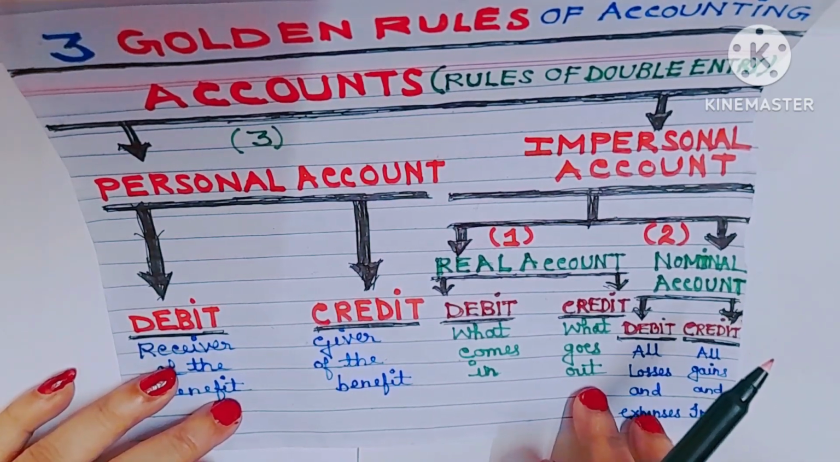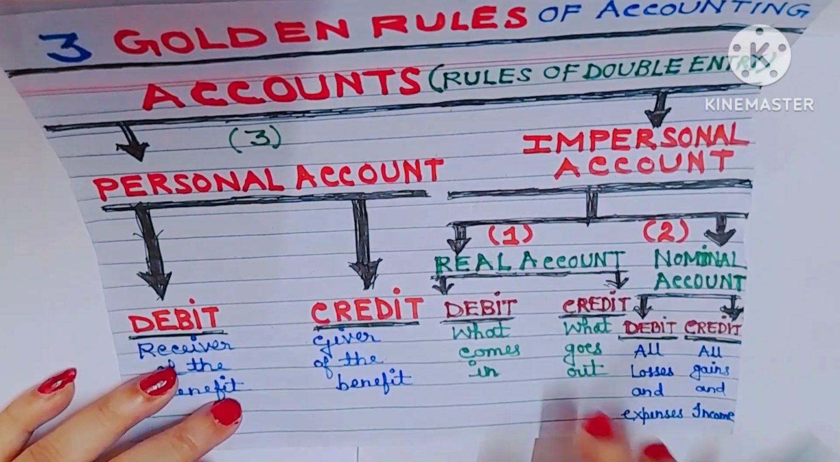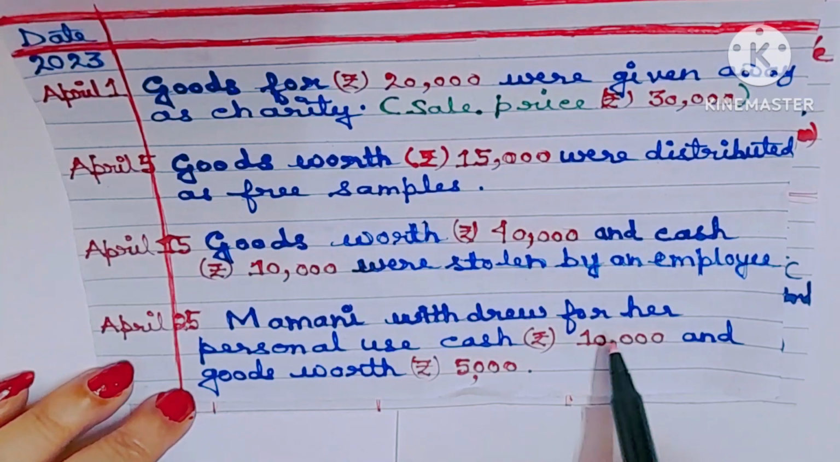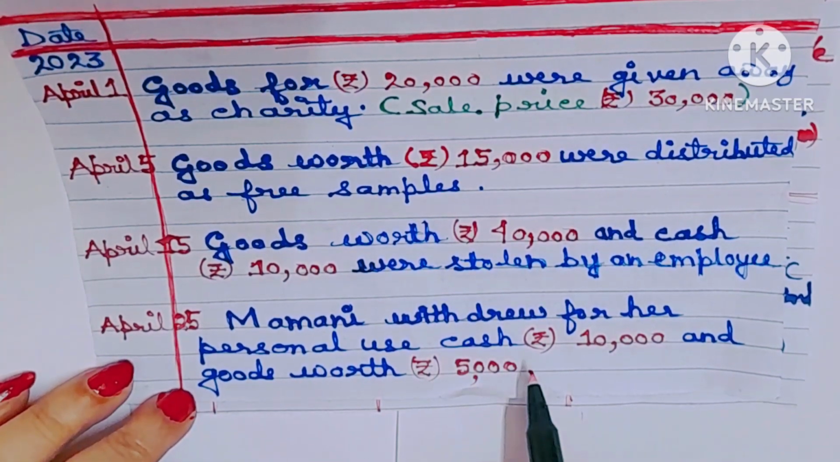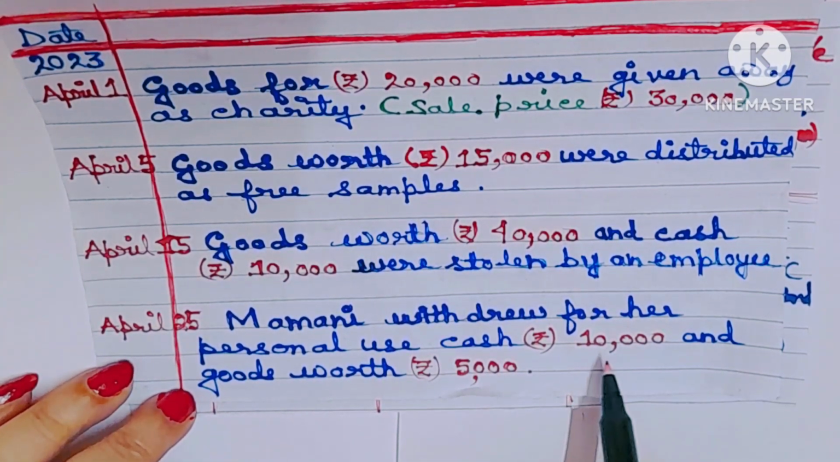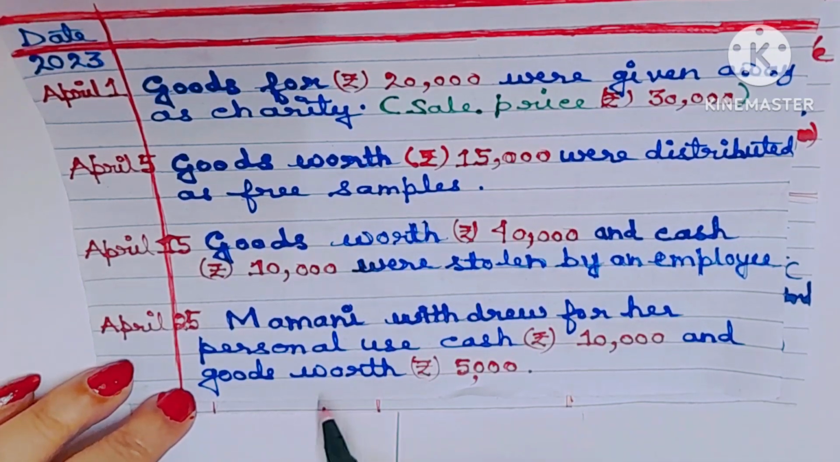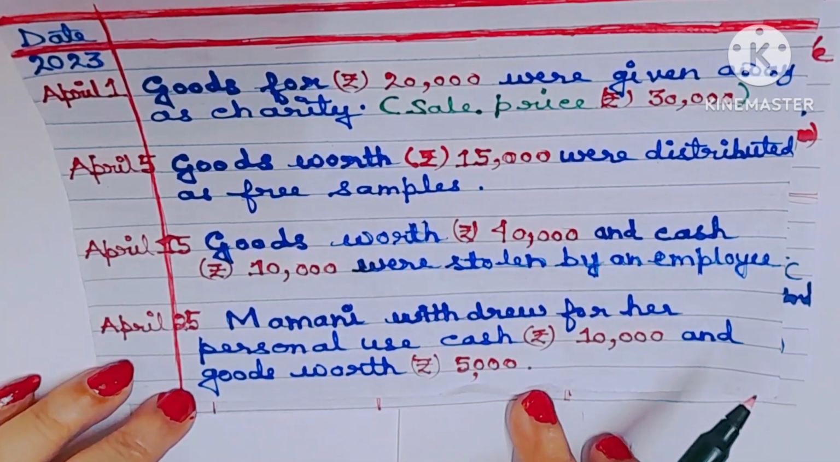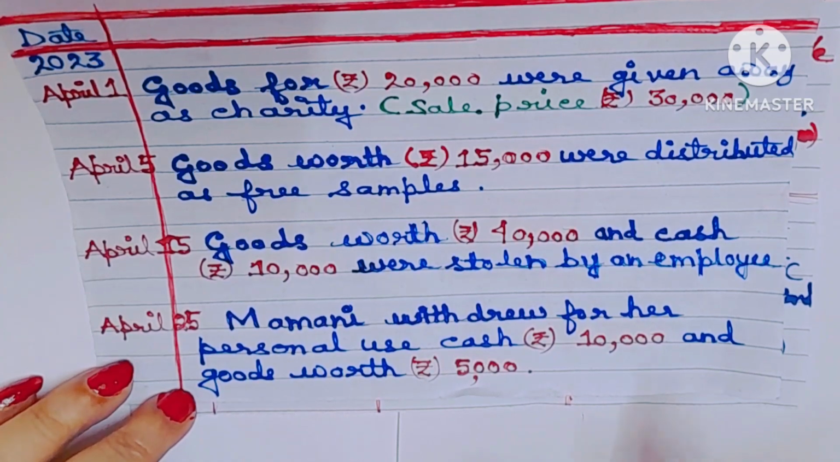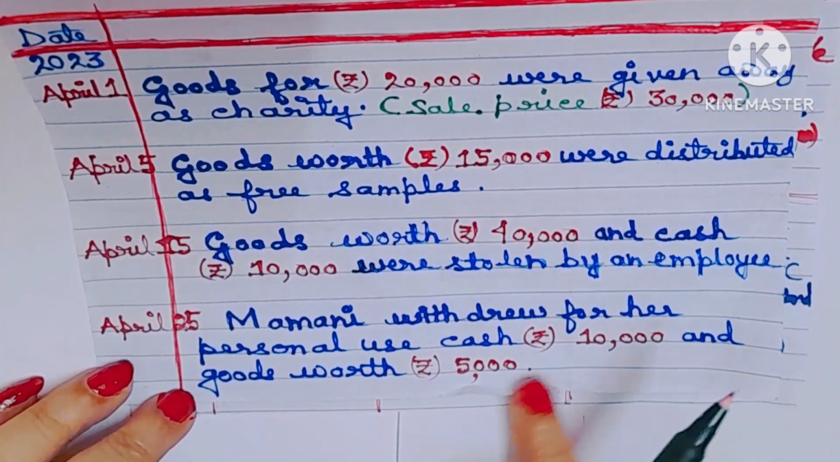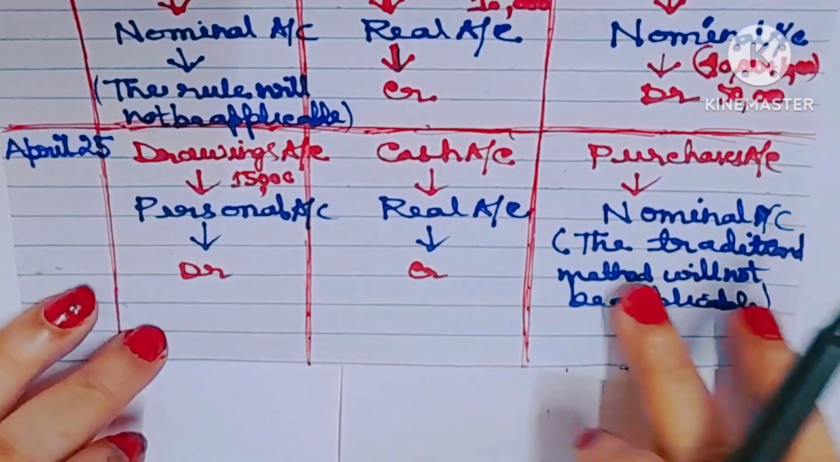So what will be the amount? Rupees 10,000. Okay. Mamuni withdrew for her personal use cash rupees 10,000. So cash account will be 10,000 and purchases account will be 5,000, and the total drawings account will be 15,000. 10,000 plus 5,000. Understood? Now let's analyze purchases account.